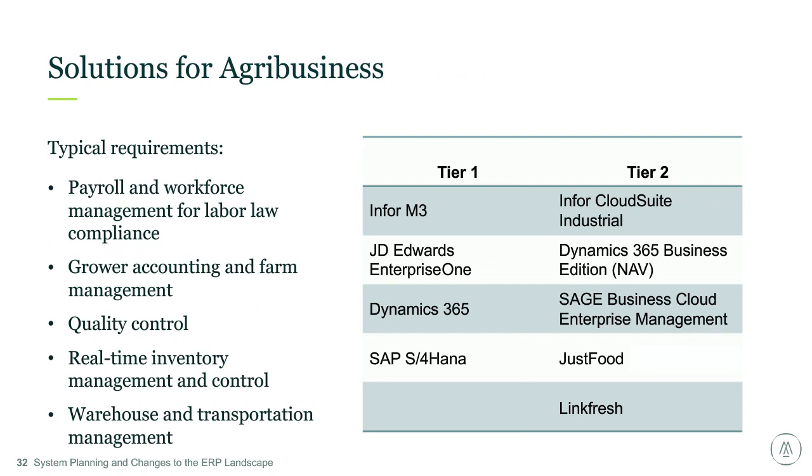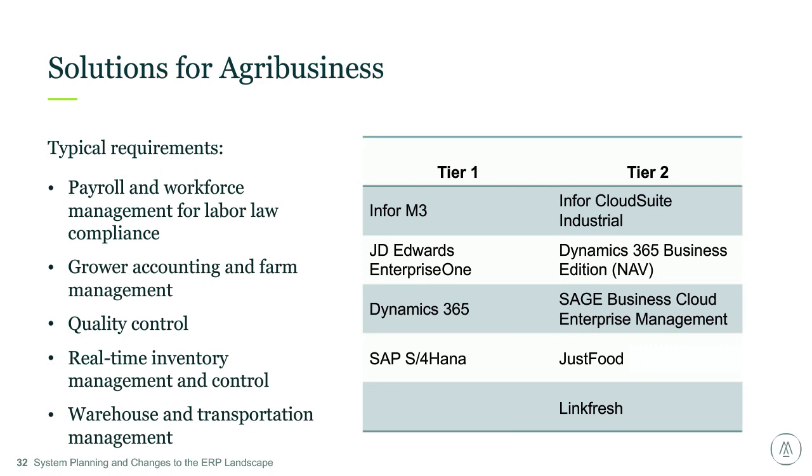For agribusiness, typical requirements are payroll and workforce management for labor law compliance, grower accounting and farm accounting management, quality control, real-time inventory management, and warehouse and transportation management. For Tier 1, we see Infor M3, JD Edwards, Dynamics 365, and sometimes SAP S/4HANA. And for Tier 2, we see Infor CloudSuite Industrial, especially the product known as SyteLine.